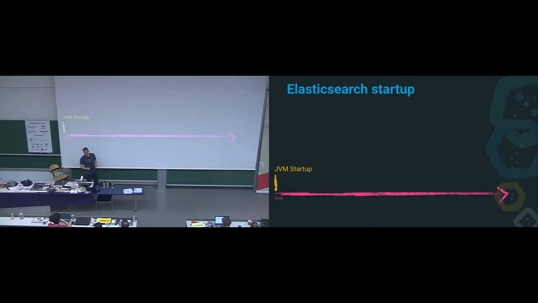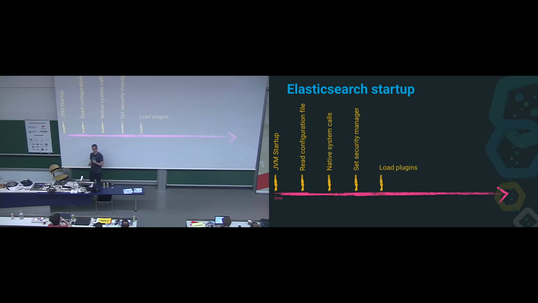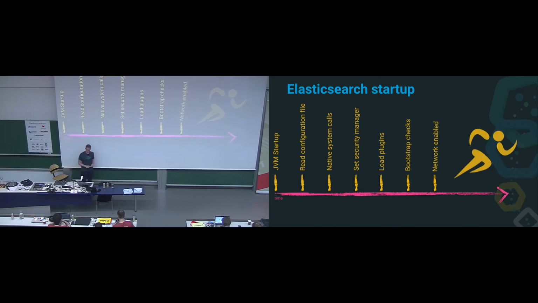There's the JVM startup, which means you're loading the classes, you're finding the main method, then Elasticsearch reads the configuration file. We do all of those fancy native system calls. We set the security manager. Then we are loading plugins. I will talk about plugins in a second. It's basically extensions that you can write for Elasticsearch. Then there are Bootstrap checks. I will also cover those. And only if everything here was successful, we're going to enable the network, and that's the moment when Elasticsearch is basically able to talk to other nodes within a cluster.